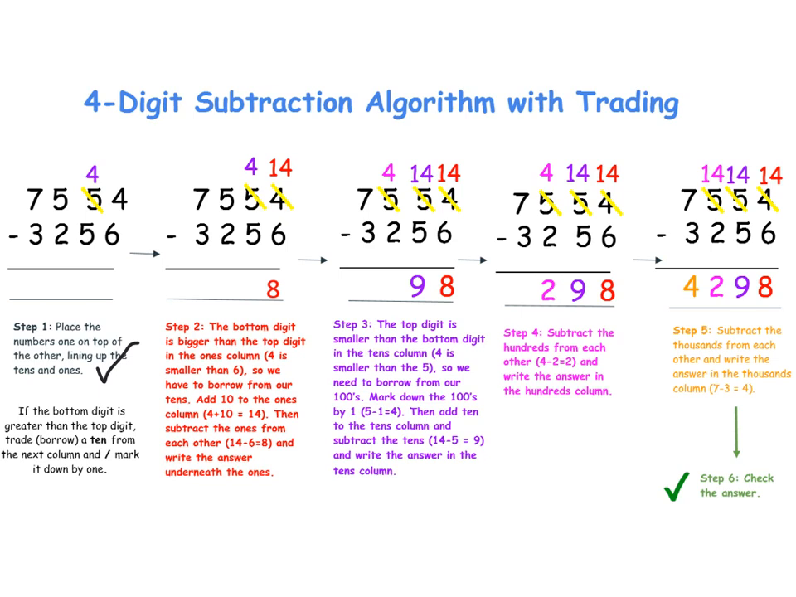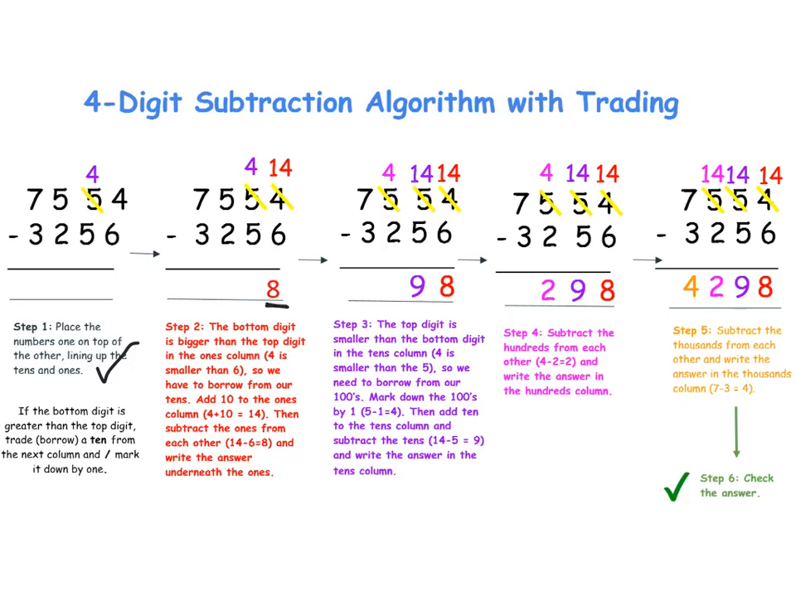If the bottom digit is greater than the top digit, trade, borrow a 10 from the next column and mark it by 1. Step 2: if the bottom digit is bigger than the top digit in the ones column, so 4 is smaller than 6, we have to borrow from our tens. Add 10 to the ones column, so 4 plus 10 equals 14. Then subtract the ones from each other, so 14 take away 6 equals 8, and write the answer under the ones.